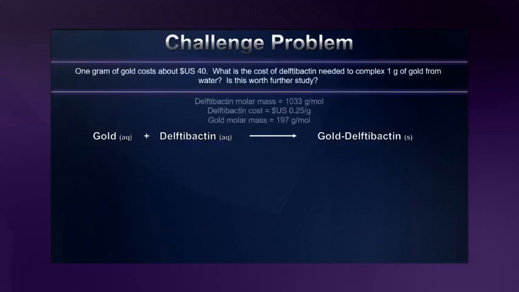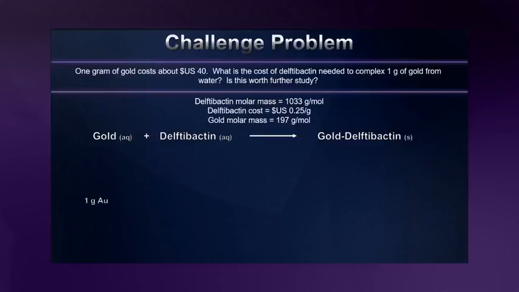So the question really comes down to this. If a gram of gold costs $40 and a gram of delftibactin costs about 25 cents, then let's ask ourselves if it's worth trying. Now, to do this, we'll need to keep all of our information in order here. And remember our reaction here. We're assuming that it takes one molecule of delftibactin to get one ion of gold to precipitate into these particles. So using these very, very simple assumptions, let's do the math and see if it's worth pursuing.